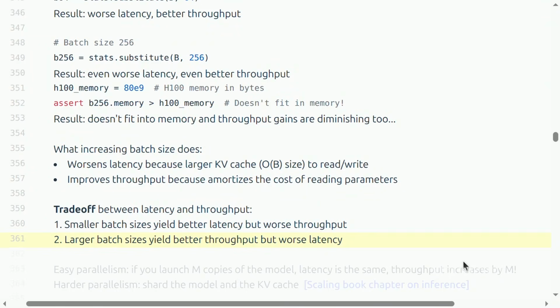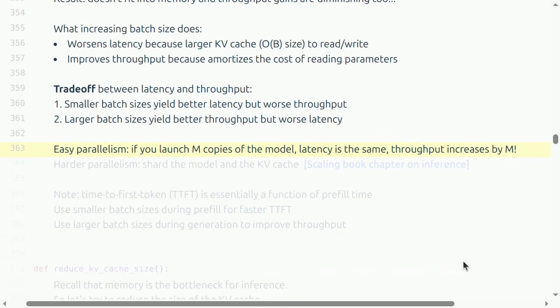Okay, I'm not going to really talk about parallelism too much. There's also another dimension of inference, which is you can shard your model across multiple devices. You can look at the scaling book chapter on inference if you want to know more. Just as a very trivial example, if you launch M copies of the model, the latency is the same and the throughput increases by M.